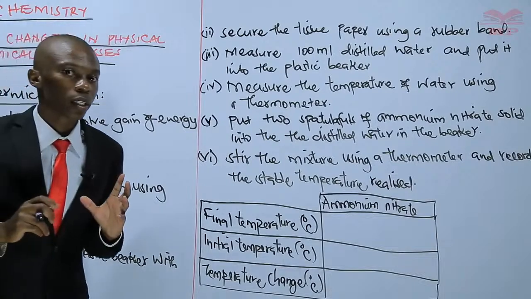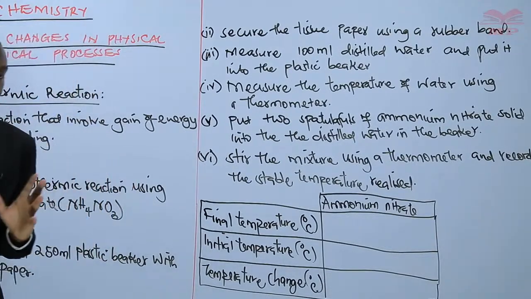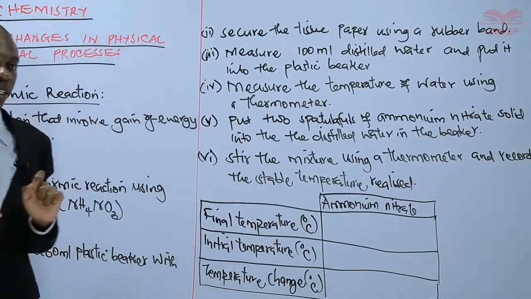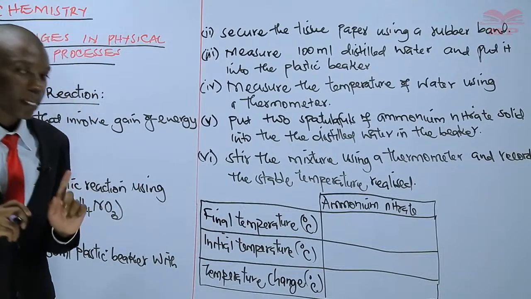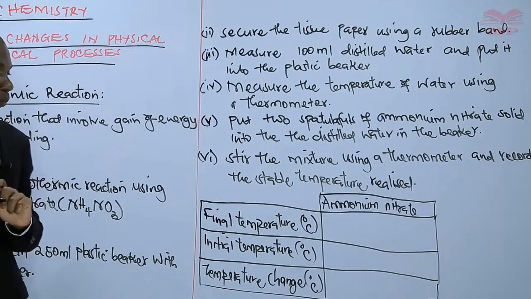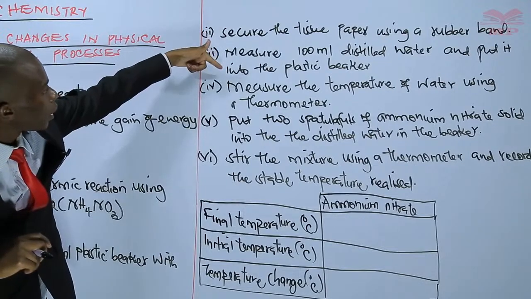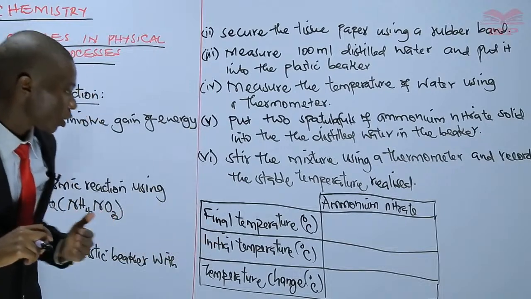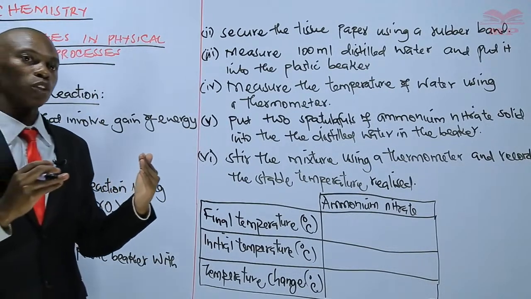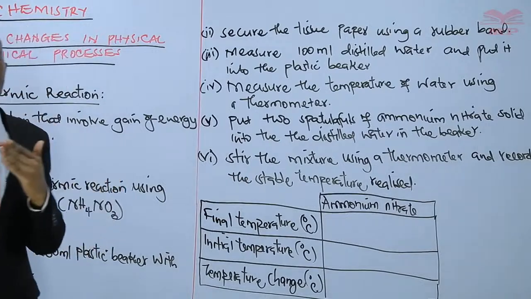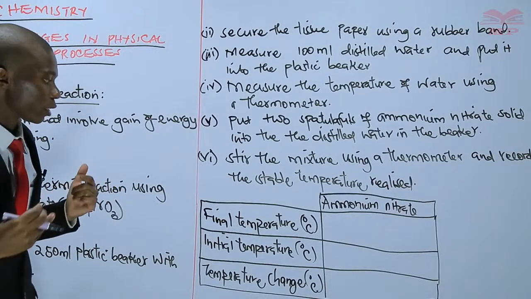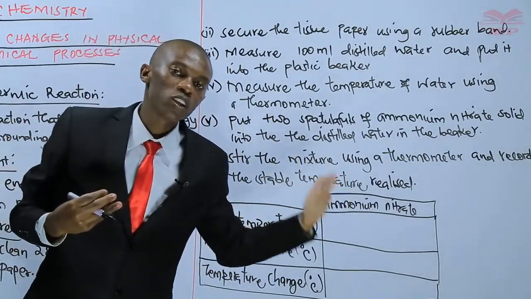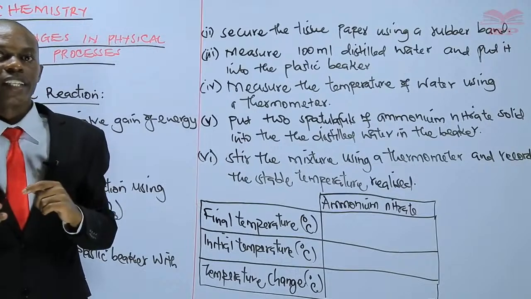So the mixture in this case is ammonium nitrate and water. That is the mixture. So the final temperature is measured in degrees Celsius. The initial temperature is the temperature of water, so the temperature you measured of the water before adding ammonium nitrate. So now the temperature change is the difference between the final temperature and the initial temperature.